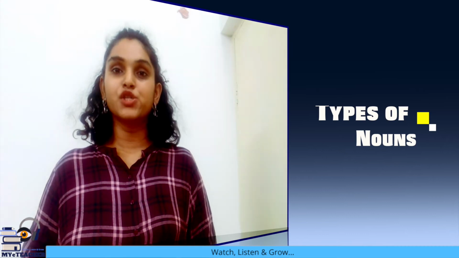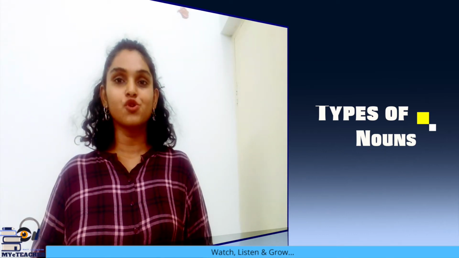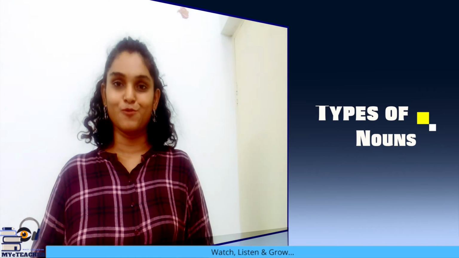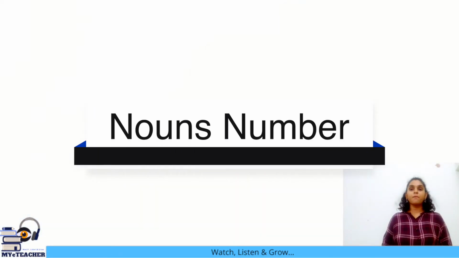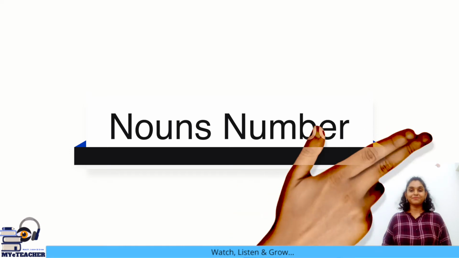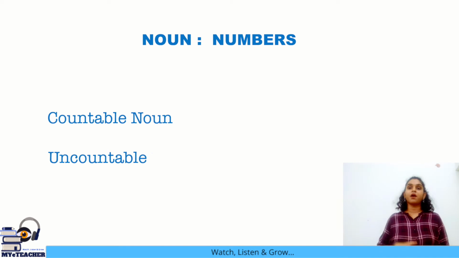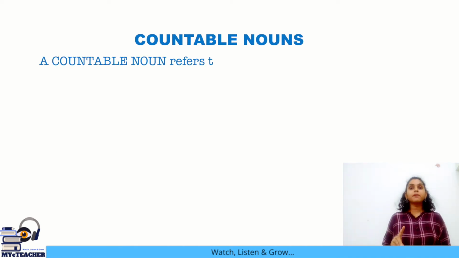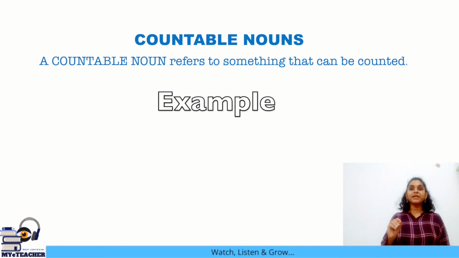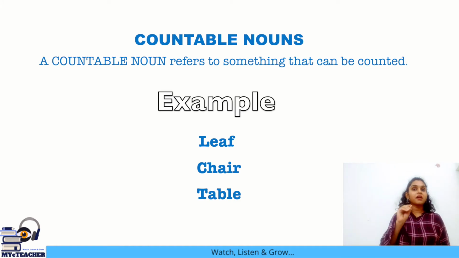Last time we saw what nouns are and the different kinds of nouns. Today we will talk about noun number. First we need to understand what countable nouns and uncountable nouns are. Countable nouns are those which can be given a number. For example, leaf, chair, table. We can say 1 leaf, 4 chairs, 5 tables. We can assign them a number and they have plural forms as well.